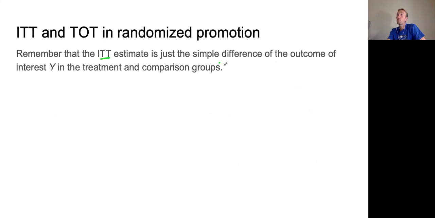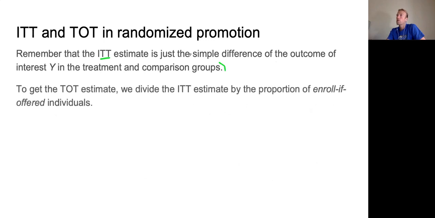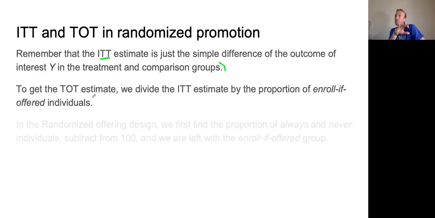Oh, sorry, in the regular RCT. In a regular RCT, the ITT is just the simple difference of the outcome of interest Y. And then to get the treatment on the treated, in a regular RCT, we talked about this earlier, we divide the ITT estimate by the proportion of enroll-if-offereds. Okay, and so it's in the randomized control trial.